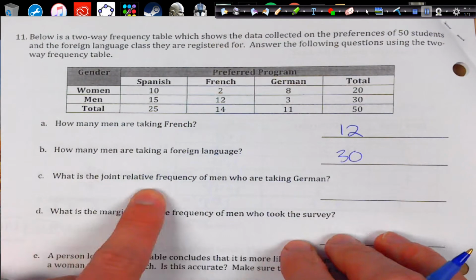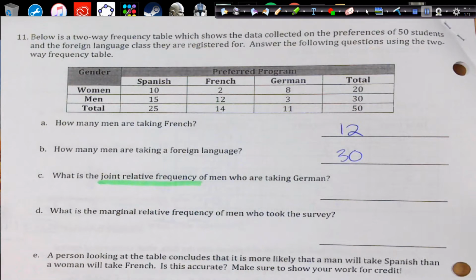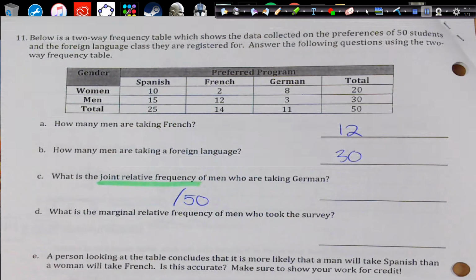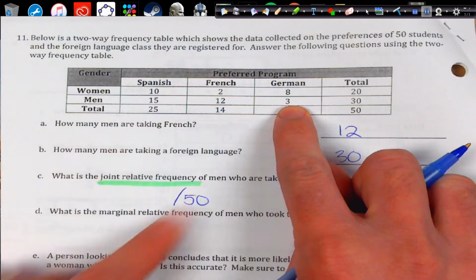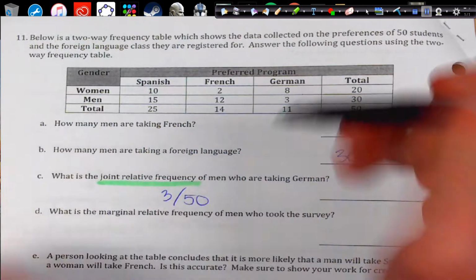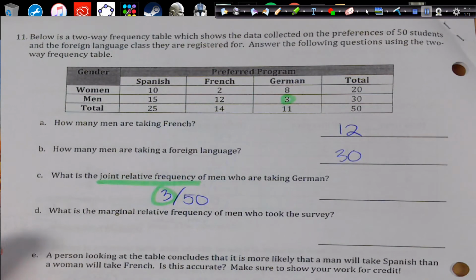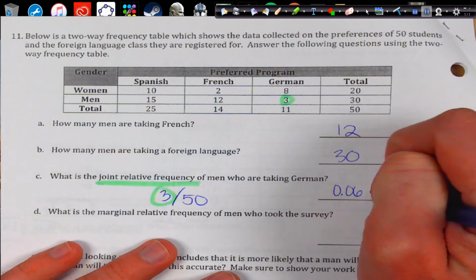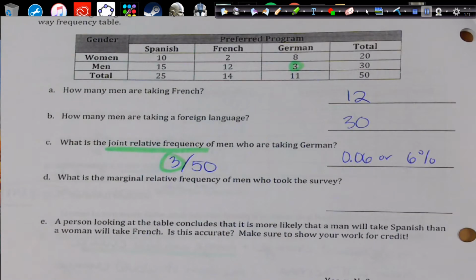What is a joint relative frequency? Now remember, we're going to take the joint number divided by the total number, 50. Men taking German, so it's the joint, 3. 3 out of 50 is our percent, and so we have about 0.06, or we would call that 6% are men who are taking German.